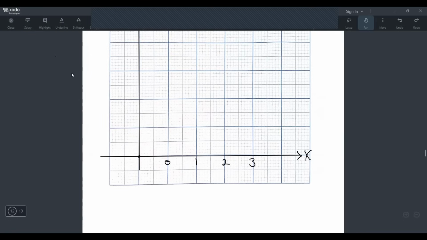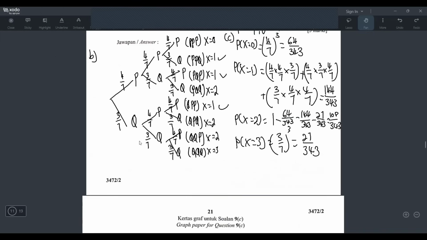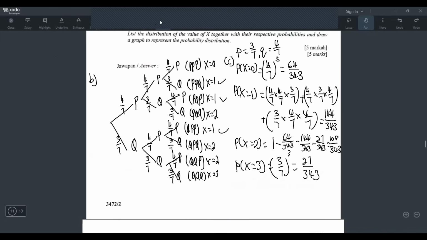Okay. And then for this probability, that will be the probability answer lah. So we have 64 over 343, 144 over 343, 108 over 343, 27 over 343. Okay, I'm gonna change everything to decimal lah. Yeah, because it's very difficult for me to label if it's like this. So let's change everything to decimal. 64 divided by 343.